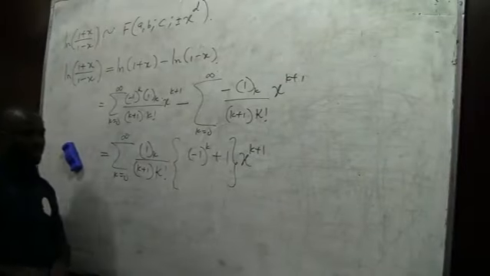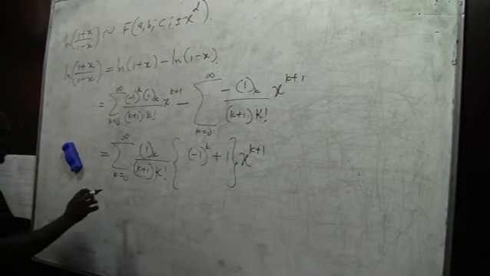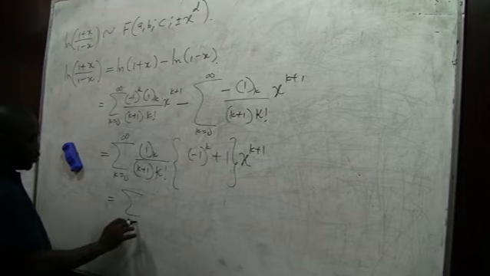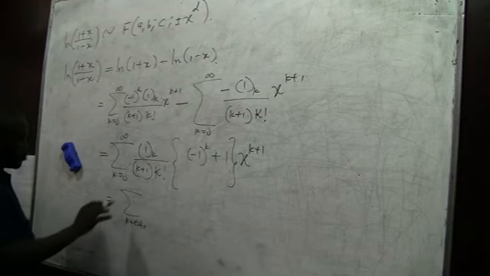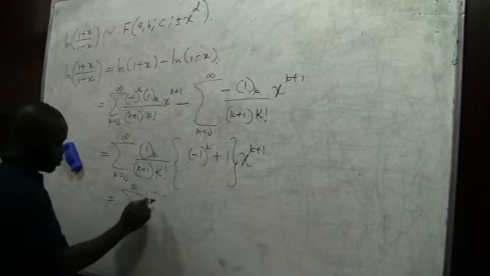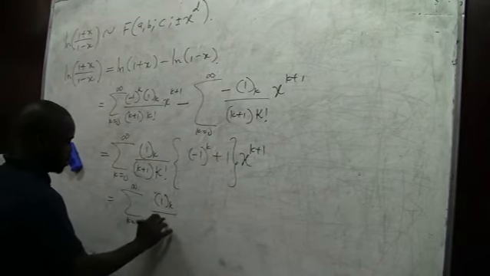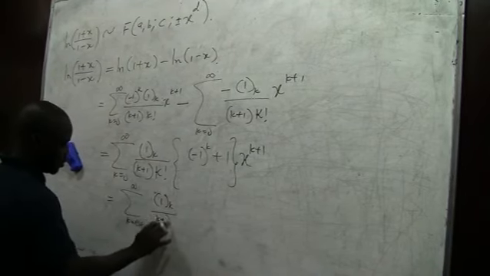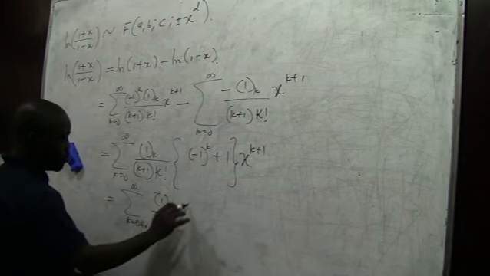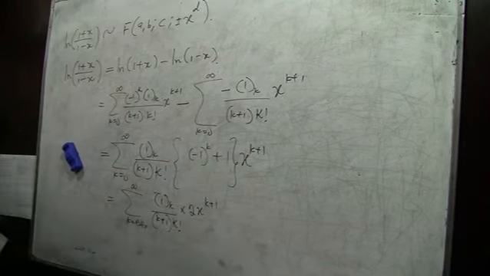This automatically becomes 0. So what are we now saying? What we are saying here now is we can write this one as summation k equals 0 to infinity of (-1)^k divided by (k+1) k factorial multiplied by 2x^(k+1). That is what we are going to have.